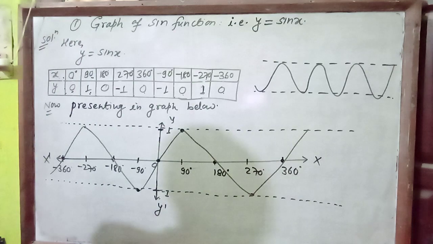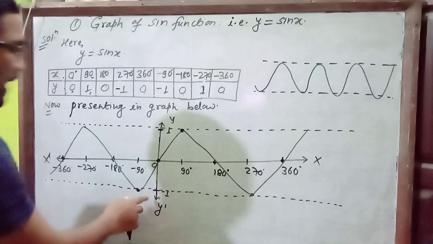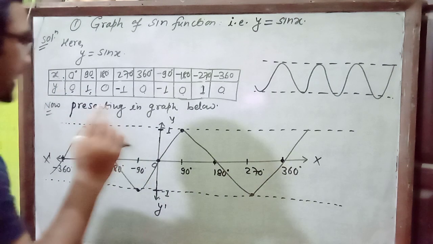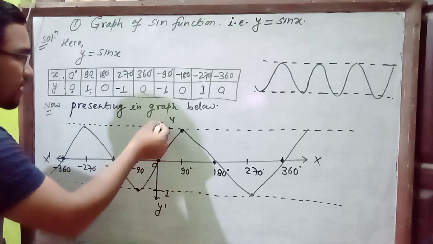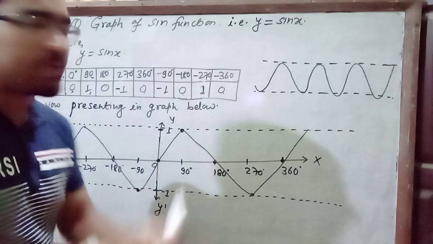So we can understand that the maximum value of the sine function is +1 and the minimum value of the sine function is -1. And every one of you understand. And about the y-intercept, in the examination sometimes it asks what is the y-intercept of the sine function.